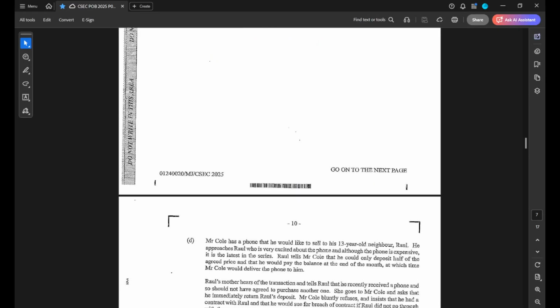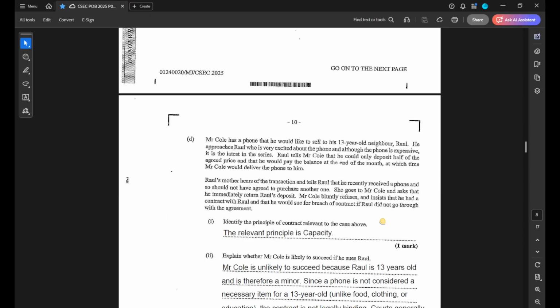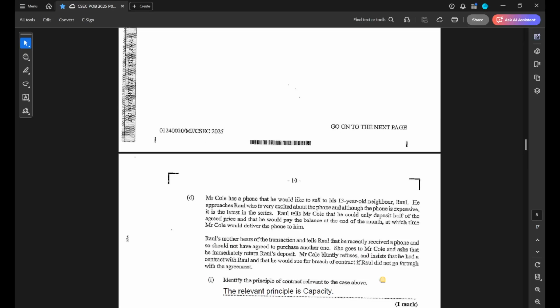Moving on, we have a scenario. Let's read the scenario together. We have Part D. Mr. Cole has a phone that he would like to sell to his 13-year-old neighbor Raul. He approaches Raul, who is very excited about the phone, and although the phone is expensive, it is the latest in the series. Raul tells Mr. Cole that he would only deposit half of the agreed price and that he would pay the balance at the end of the month, at which time Mr. Cole would deliver the phone to him.